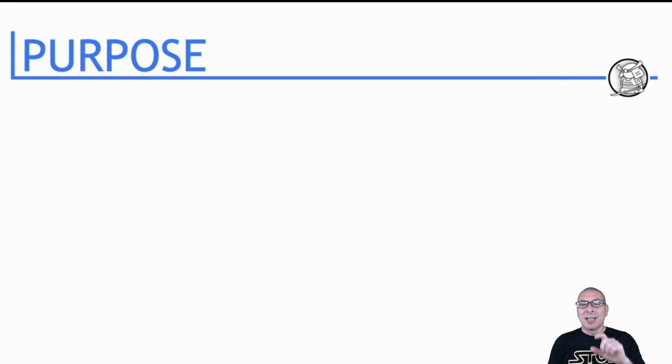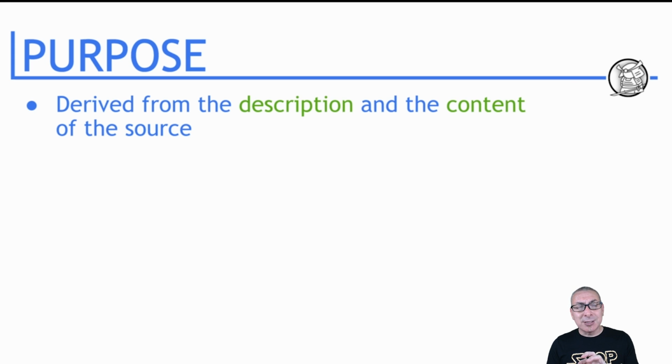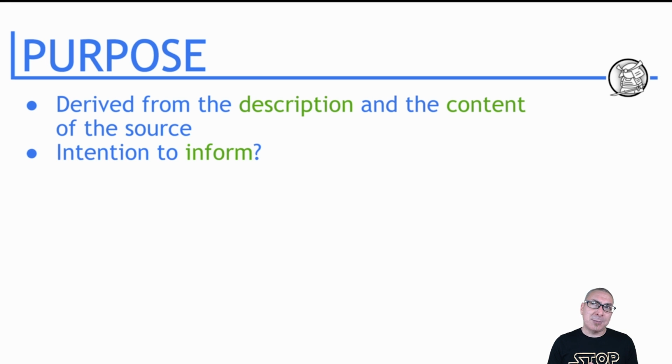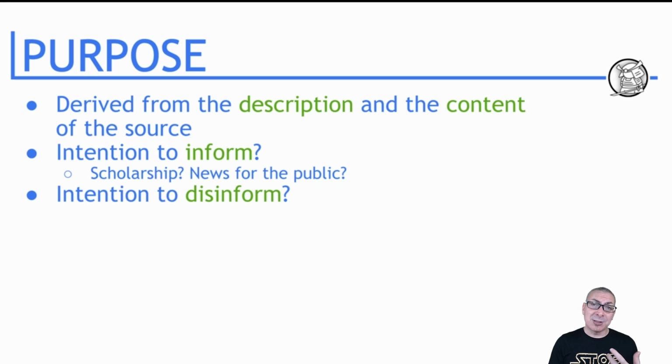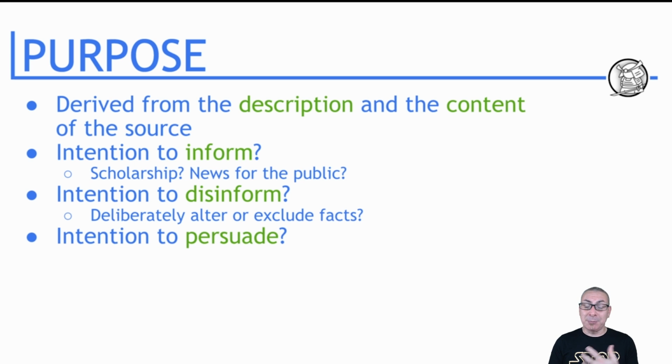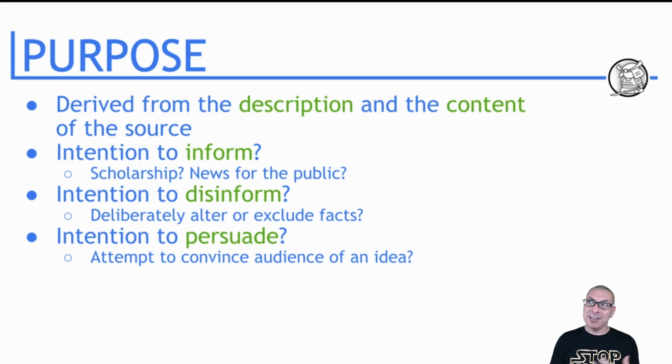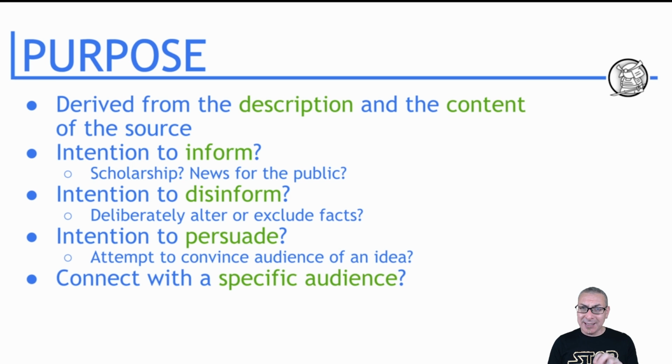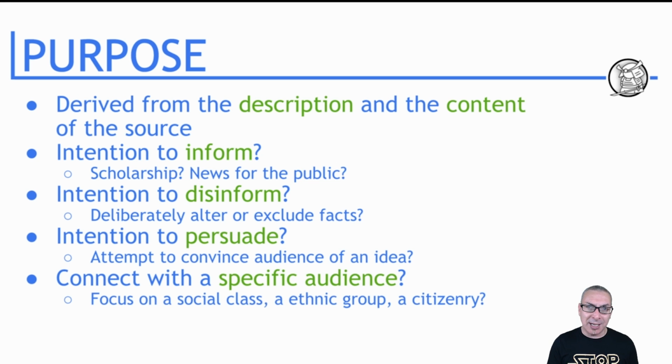So the purpose. This is a little tricky. You have to derive the purpose from the description of the source as well as from the content of the source. So is the purpose, do you think, intended to inform people? Was it for scholarship or academics and education? Was it news for the public? Was the intention to disinform? So were facts deliberately altered perhaps or excluded? Was the intention to persuade people of a certain perspective or convince an audience that this idea is the right idea? Was there a deliberate effort to attempt to connect with an audience? That could be the citizens of a country, it could be a social class, or even an ethnic group.